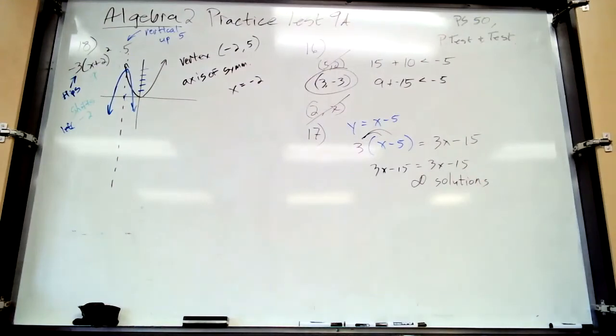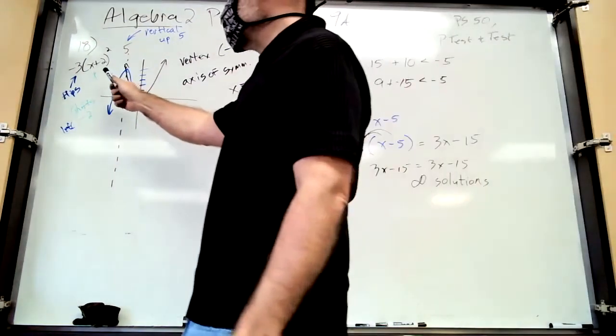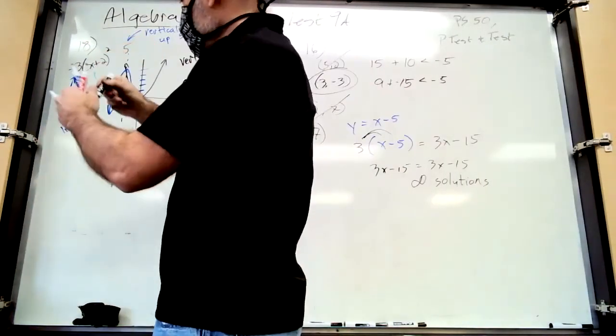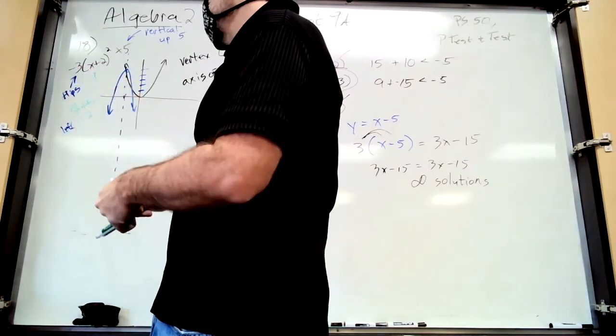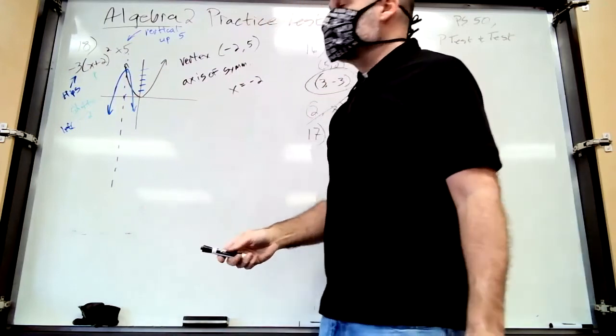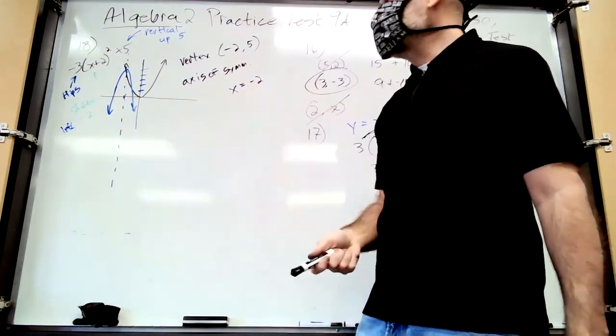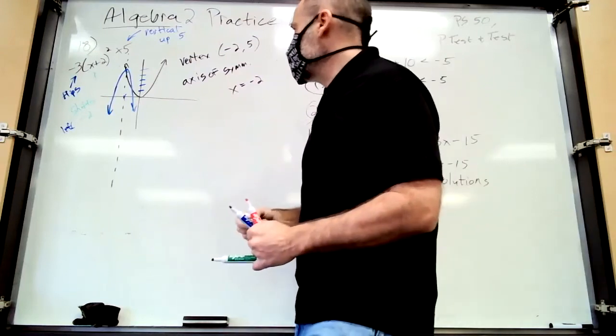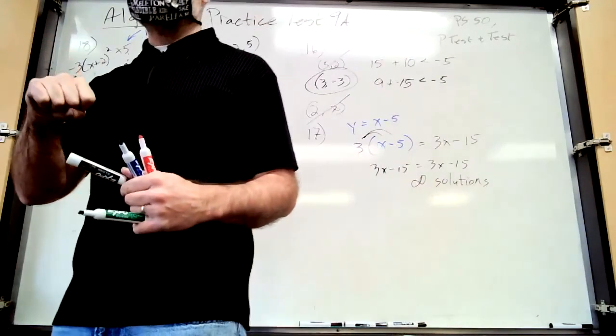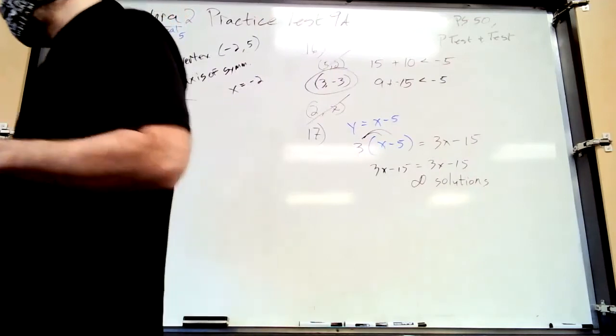So this is a pretty easy problem if you remember where to look for the horizontal shift and the vertical shift. It happens inside the parentheses, so go left 2 and then up 5. Okay, so your vertex is going to be -2, 5, which is left 2, up 5. And your axis of symmetry is x equals whatever your x value is of the vertex, -2.